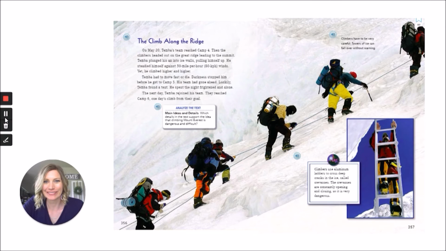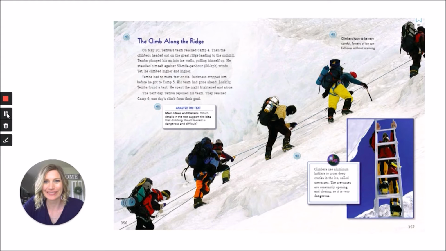Darkness stopped him before he got to Camp 5. His team had gone ahead. Luckily, Timba found a tent. He spent the night frightened and alone. The next day, Timba rejoined his team. They reached Camp 6, one day's climb from their goal.